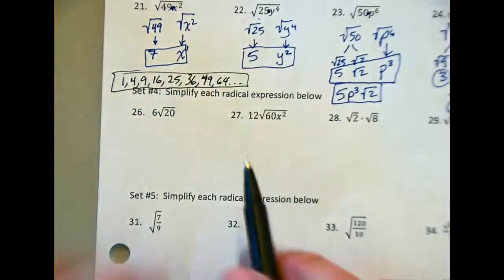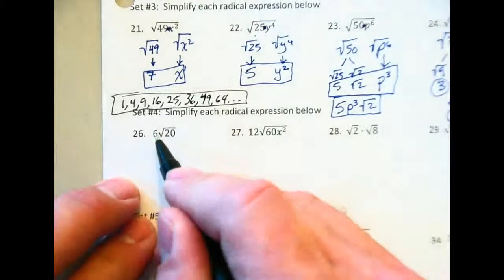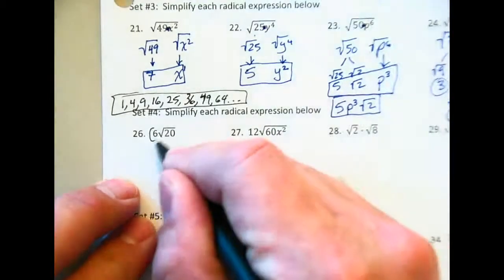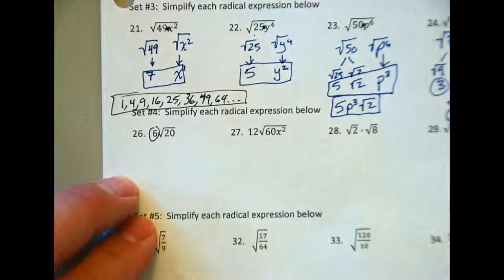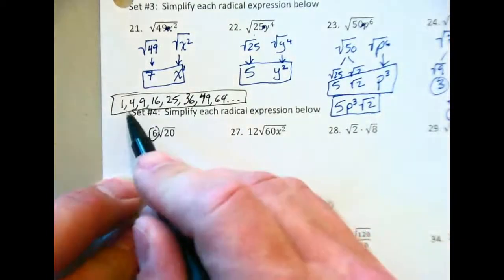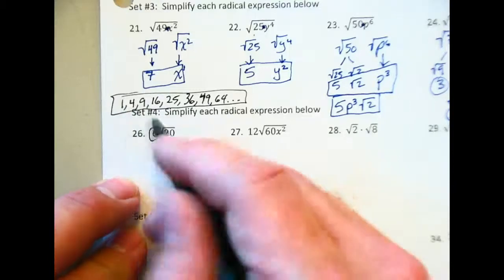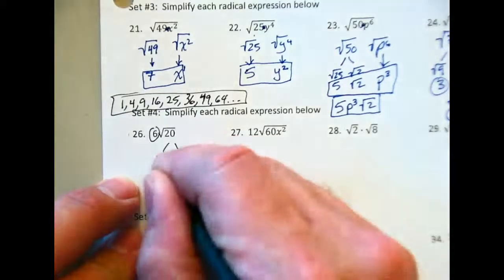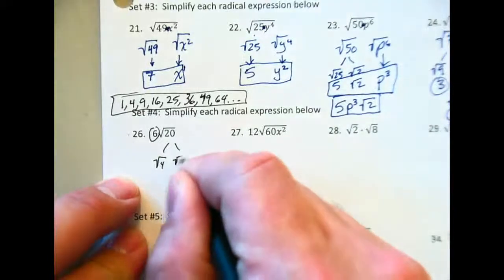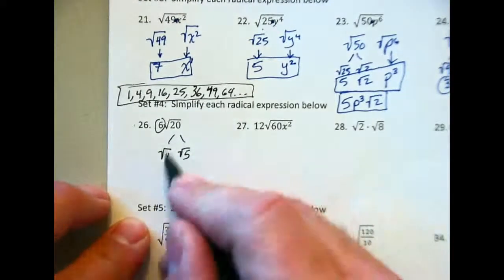All right, so simplify this radical expression, 6 times root 20. Can I simplify this 6? No, it's not even in the radical, right? We're done with that. We'll just circle it and move on. Root 20, is there a perfect square that goes into 20? Yeah, we start looking at these. The first one that we get to other than 1 is 4. So we have root 4 by root 5. Root 4 times root 5 is 20.